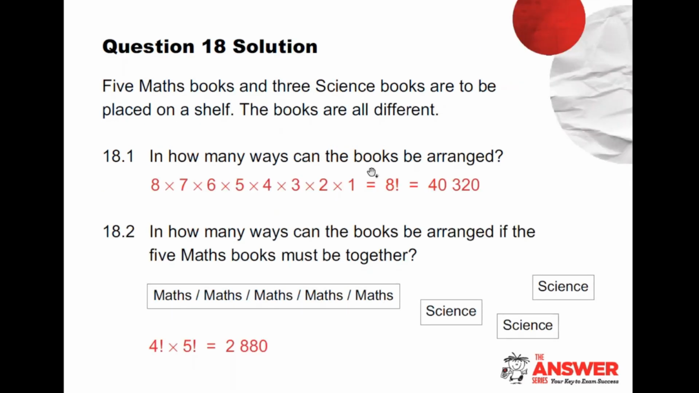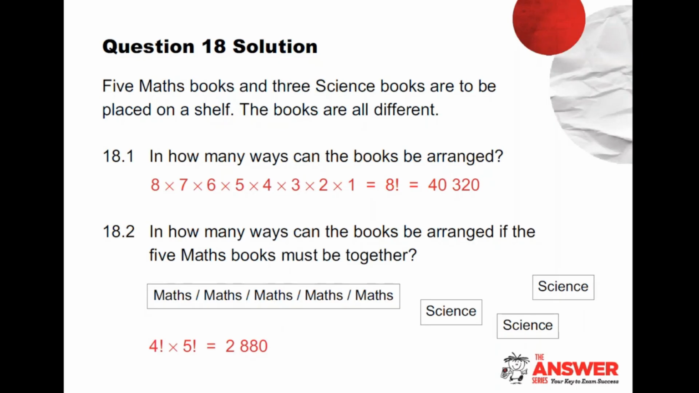How many ways can the books be arranged? There are 8 books in total, random order. It's 8 times 7 times 6, etc. It's 8 factorial. Okay, the maths books must be arranged together. Think of the maths books, they are one unit. The maths books are all together. And then I've got a science book and a science book and a science book. So a group of maths books, science, science, science.